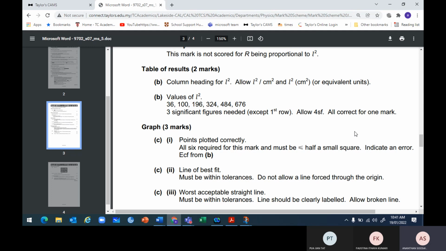So L squared, you get this. Follow the significant figure of your source. It follows individually. Maybe the first data is 2 SF, maybe the last data is 3 SF, so you have to go for 3 SF for the last data. The first data may be 2 SF. So they follow their own source. Significant figures can vary and depend on the source.